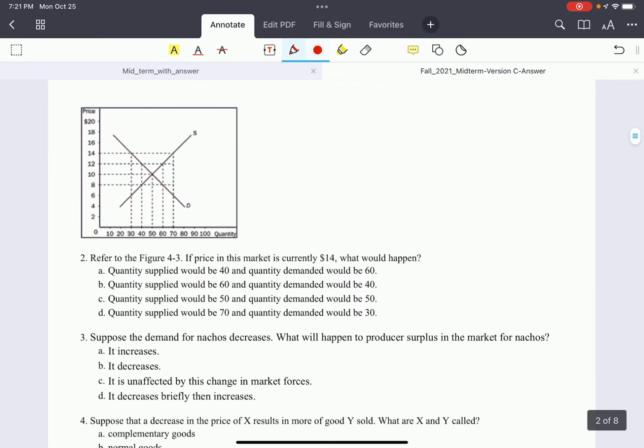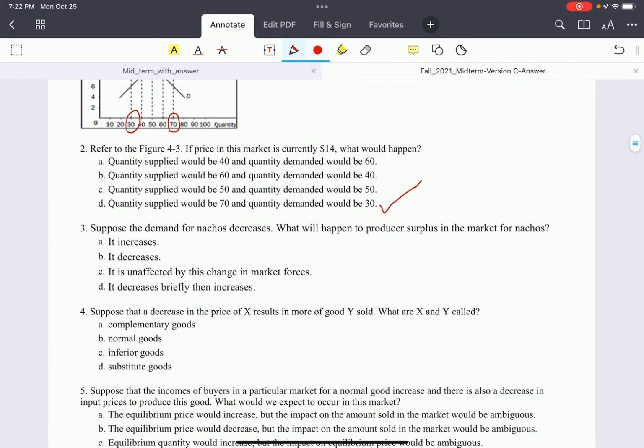And the second one: if the price in the market is 14, what would happen? And you can see that 14 is here. So you can see that the quantity supplied would be 70 and the quantity demanded would be 30. And you should choose D here.